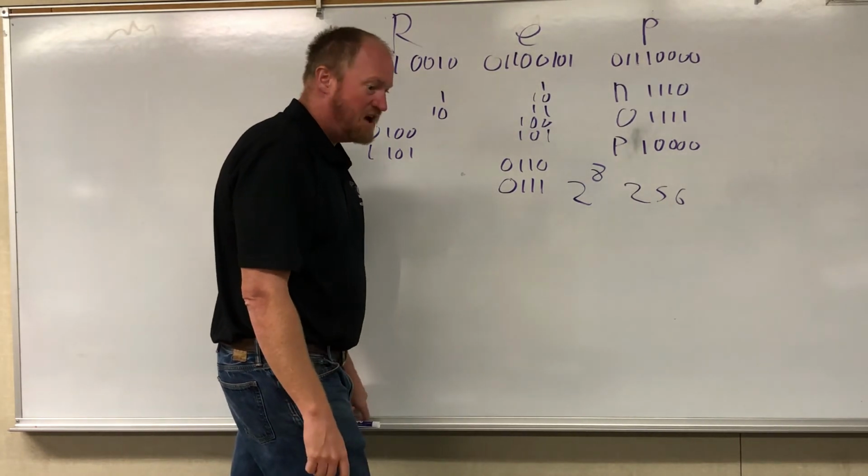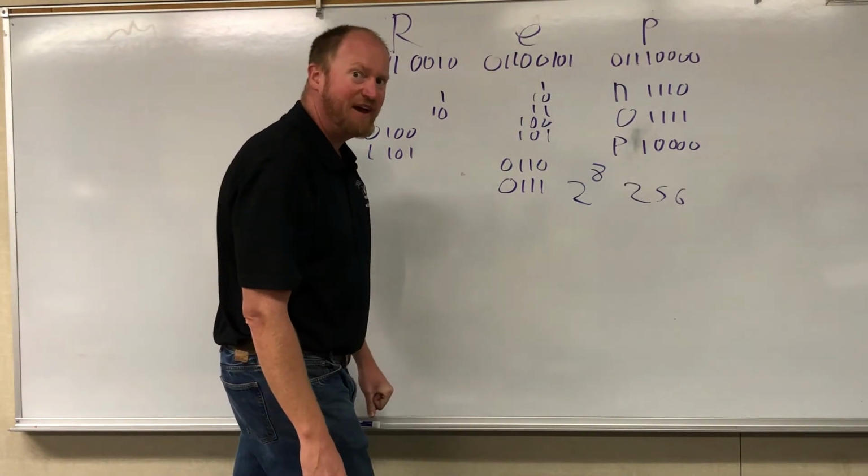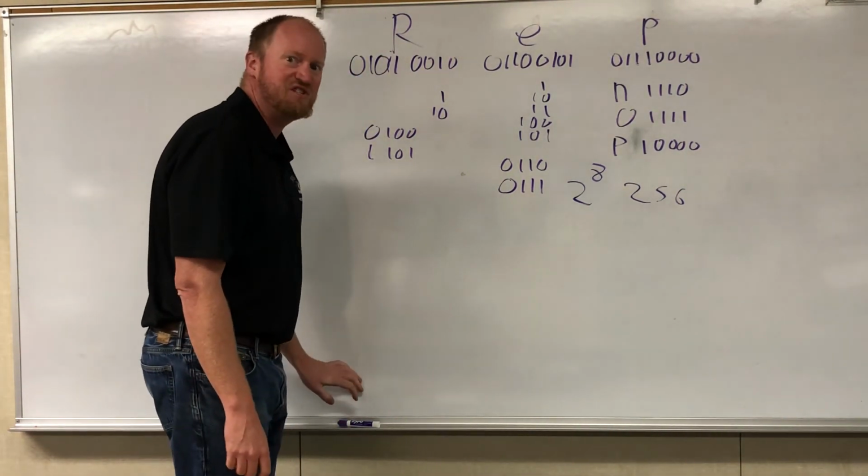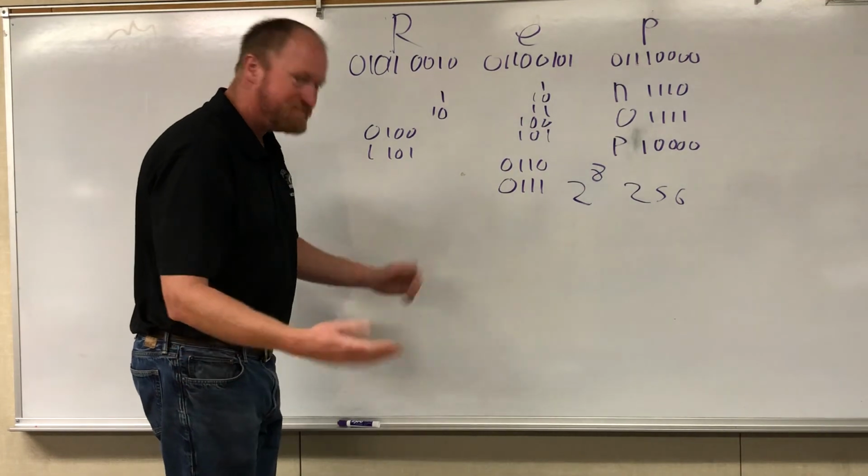So if you're wondering, wait, there's only 16 different combinations in a nibble, well, that's why. So they're able to do this. I thought I'd let you know about that, just in case you were wondering how you can do 26 letters if you only have 16 combinations in a nibble. Well, now you know.